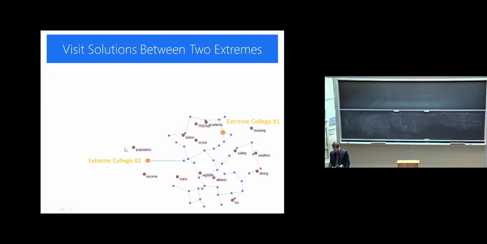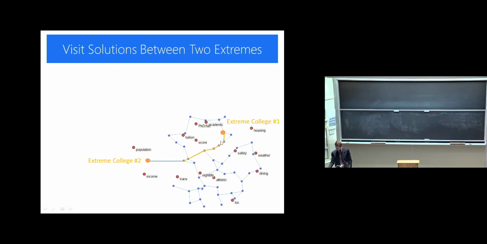You can also go between two extremes. For example, you can say college 1 and college 2. These are extreme colleges. One of them has a really good academic score, and one of them has a high population in the city. Then let's pick those two extreme schools and say, okay, I'm going to go along this path. I'm going to sample all the schools that are sort of good trade-offs between the two, right?